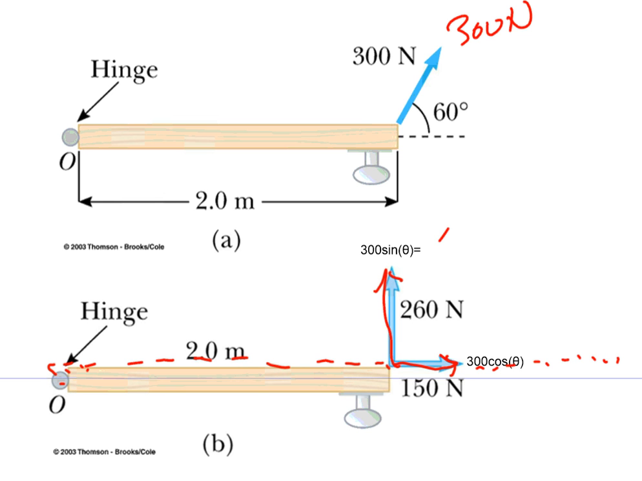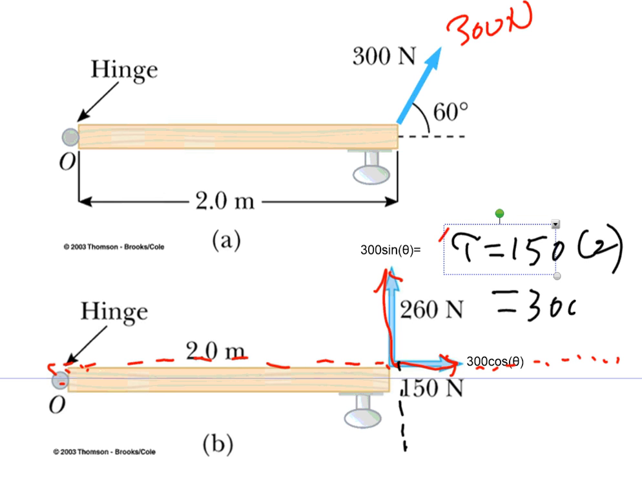And the other force, the 260 newton force, does have a moment arm, and therefore it exerts a torque. And that torque is just equal to 150 times 2, which is 300 newton meters.